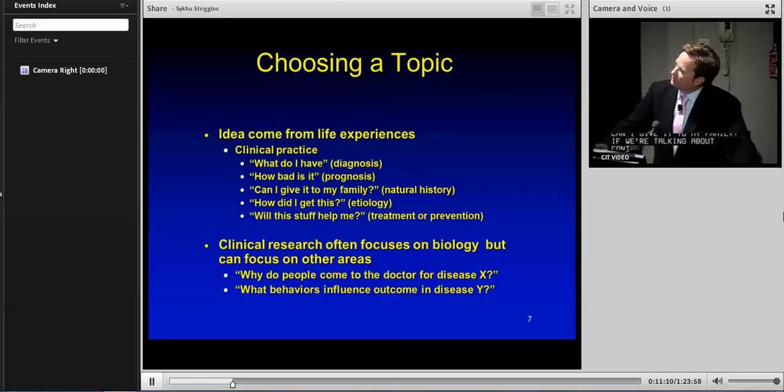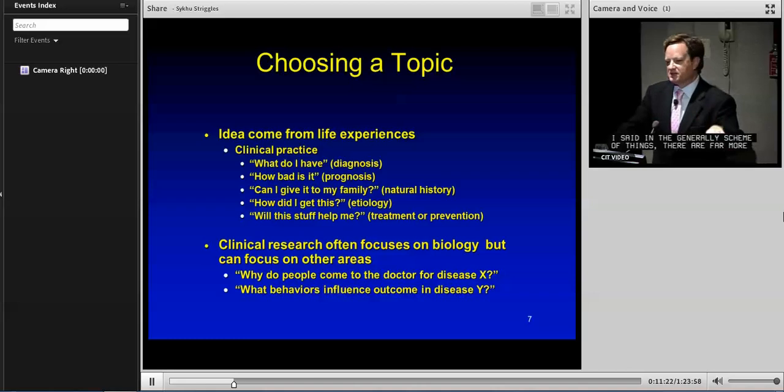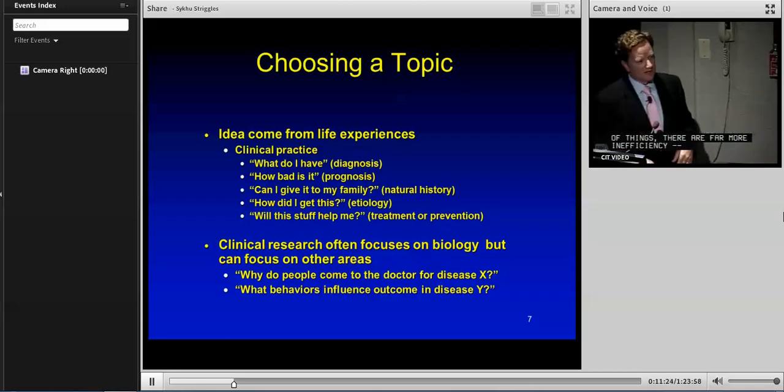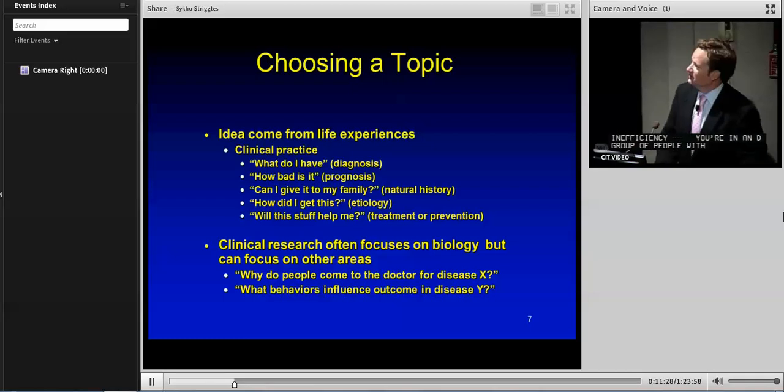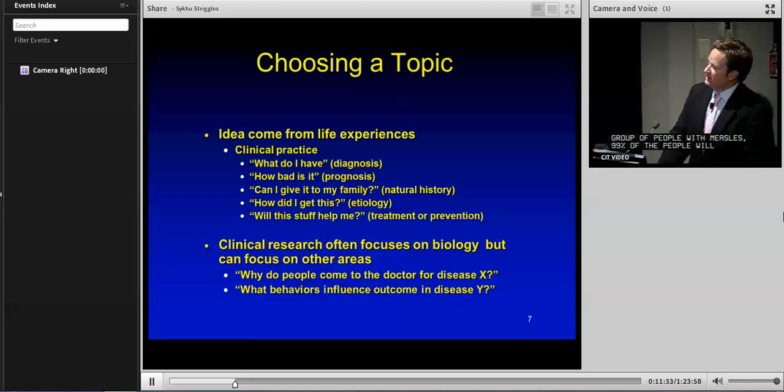I was talking with a friend of mine the other day about this who was asking me questions, and I said, you know, in the general scheme of things, there are far more infectious disease things that are contagious than Ebola. Do you know if you're in an unvaccinated group of people with measles, 99% of people in that room will catch it. That's just how infectious that actually is, which is why the measles vaccine was such an important advance. People may want to know, how did I get this? What things actually result in etiology?